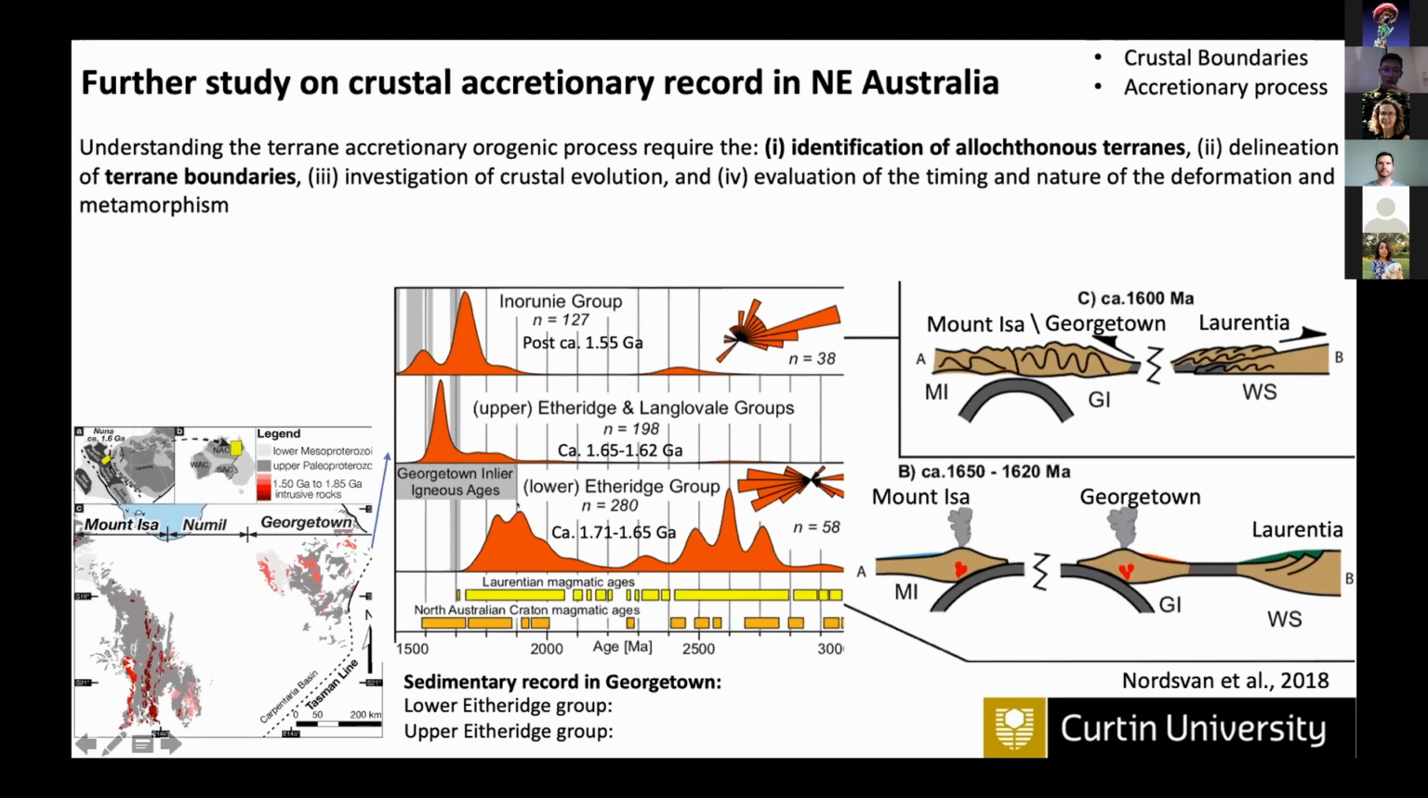When the Georgetown sediments were deposited at 1.7 to 1.65 Ga, they were picking up Laurentia magmatism ages, but the sediments deposited afterwards transitioned to a more juvenile signature and started picking up an Australian signature. So at the time, Georgetown was part of Laurentia, but rifted from Laurentia and was accreted to Australia during this transition. This was a first initiative in identifying the localized terranes in this region.